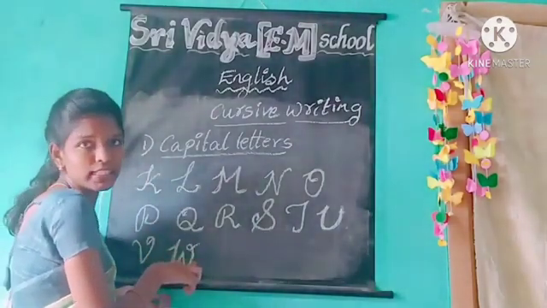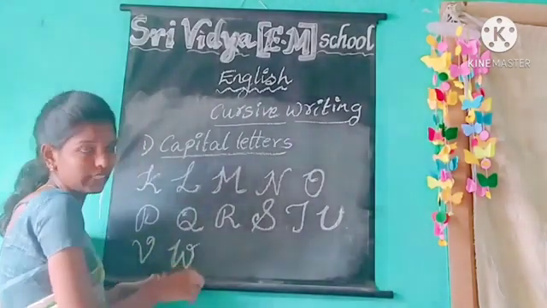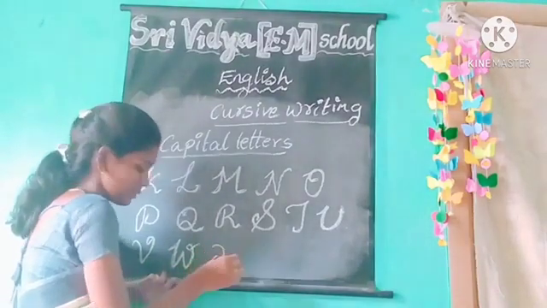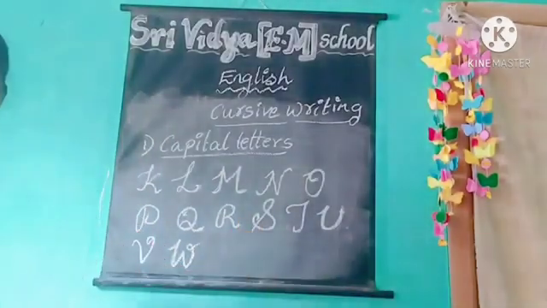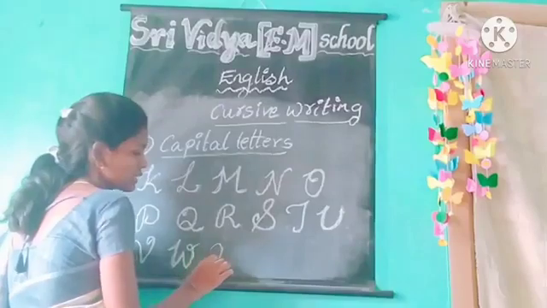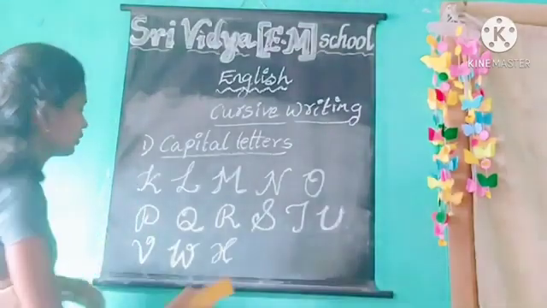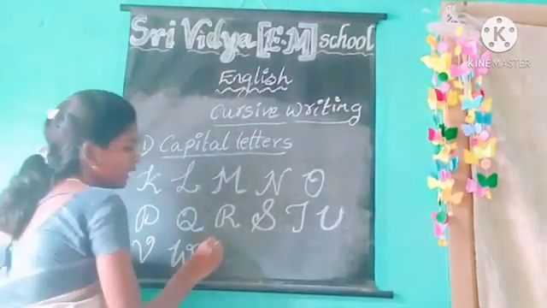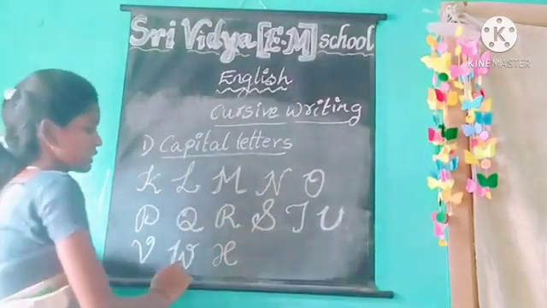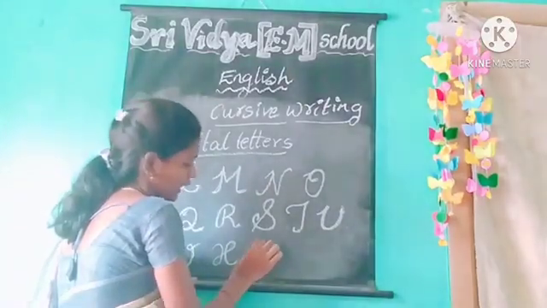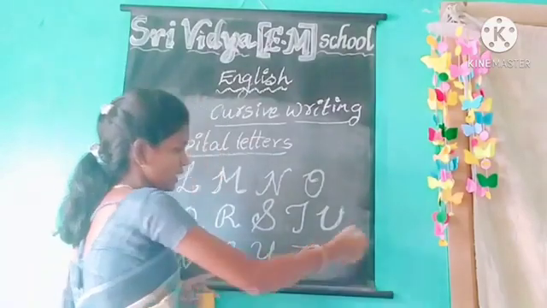Then after W, what is the next letter? X. After W, the next coming letter will be X. Okay. What is the next letter? X. Next, W, X. Next letter, Y. What is the next letter? Y. And the last letter is Z.